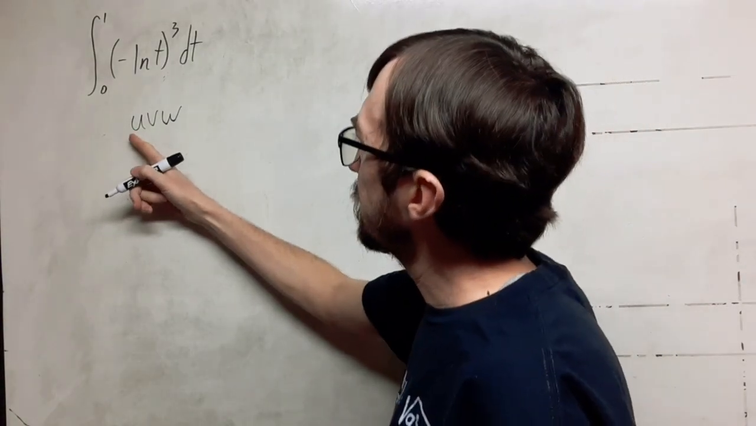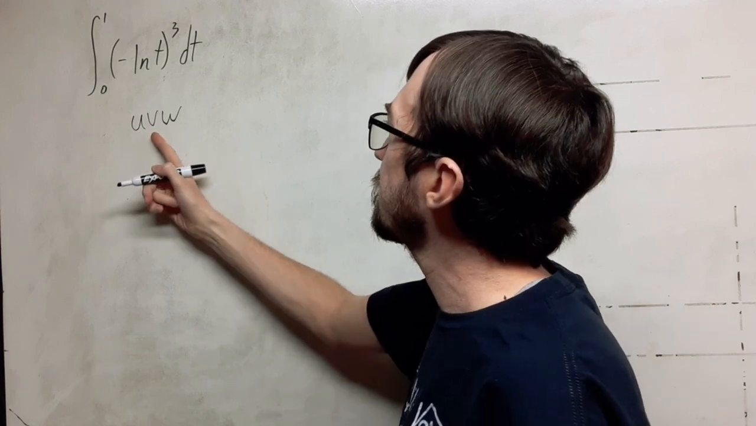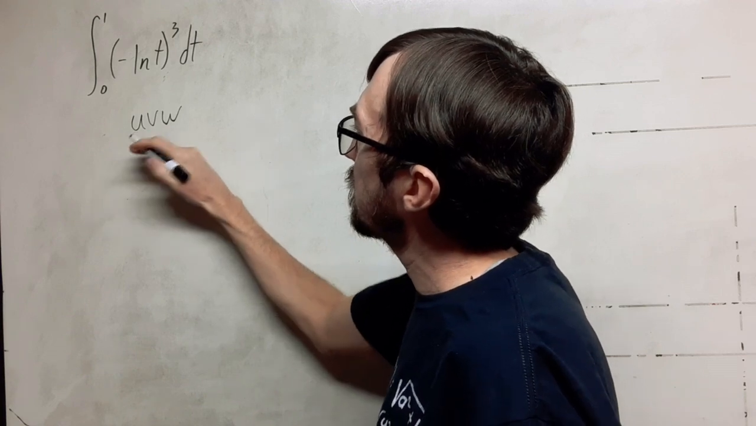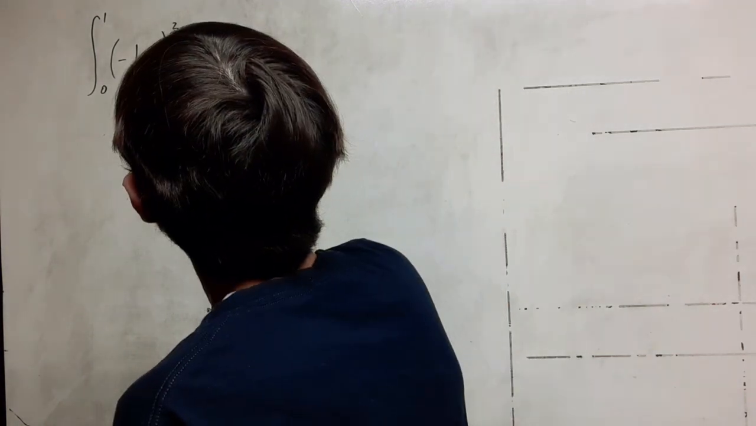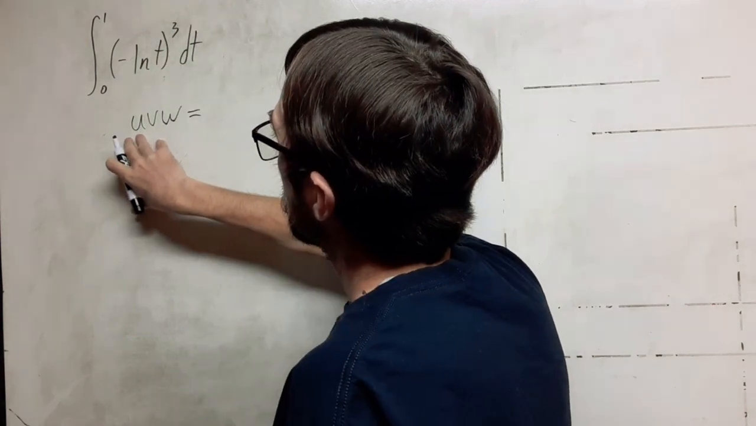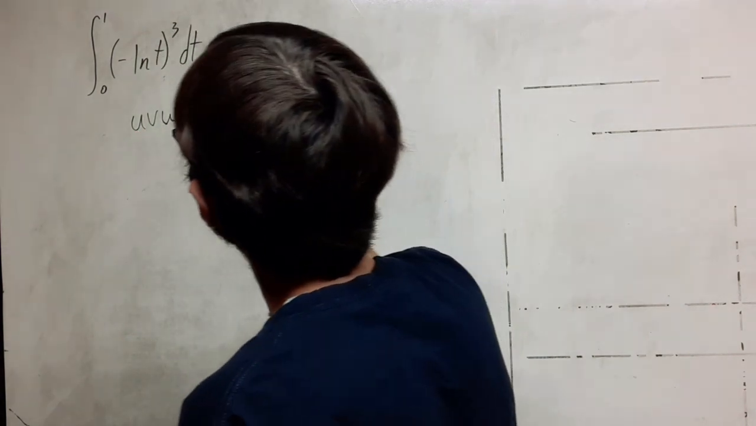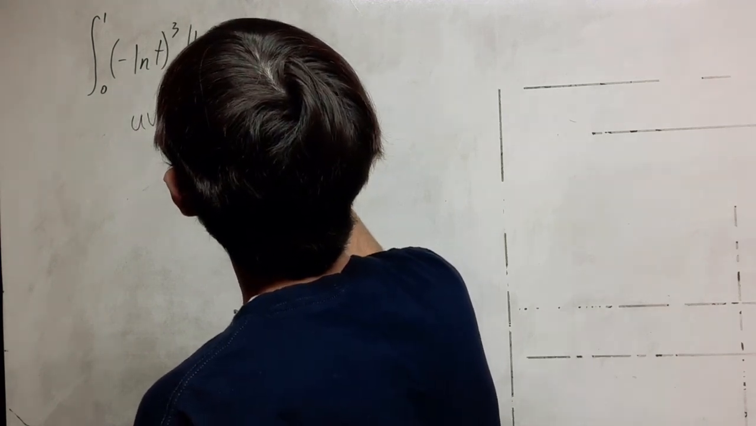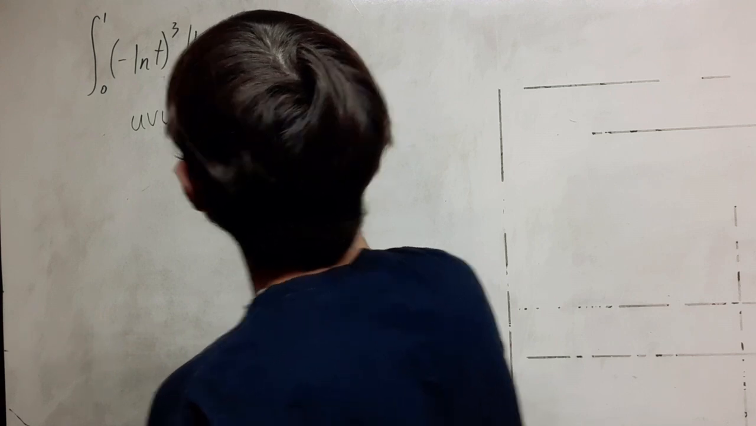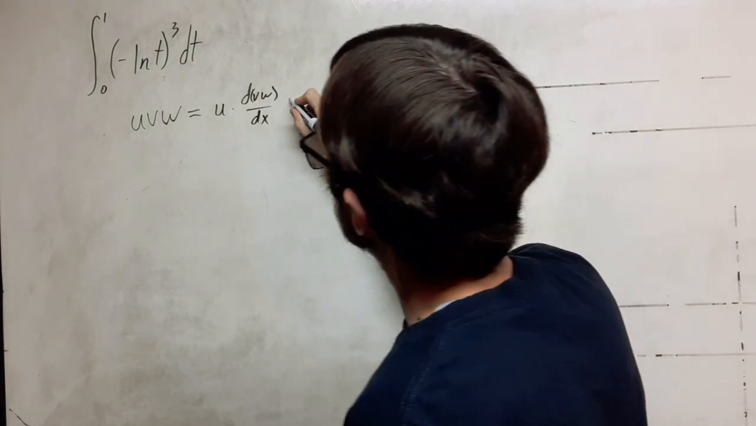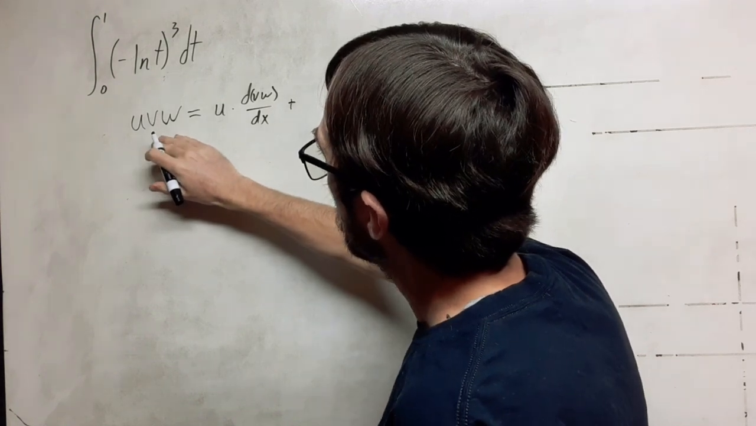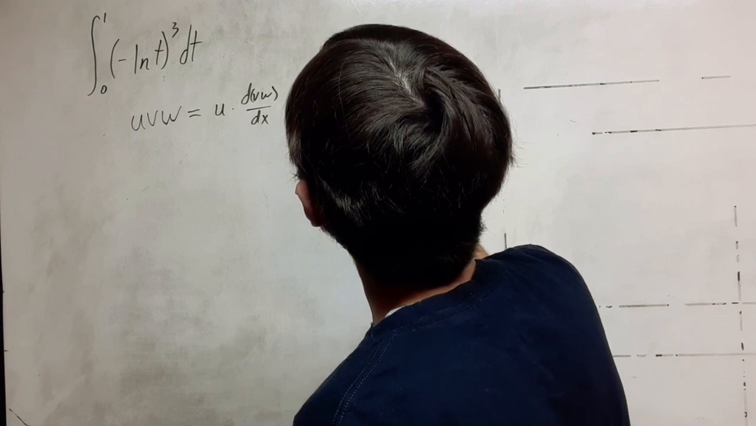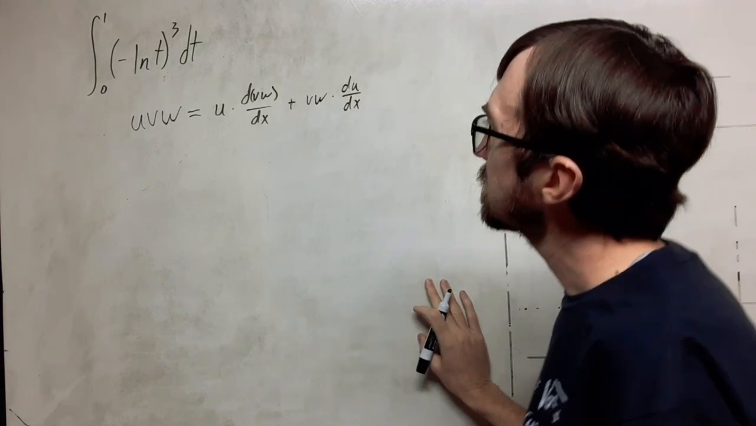We're going to start with three functions of x: u of x, v of x, and w of x. And we're going to take the derivative of this with respect to x. So we're going to apply the product rule here. We have u times the derivative of vw dx, and then we're going to add to that vw times the derivative of u with respect to x.